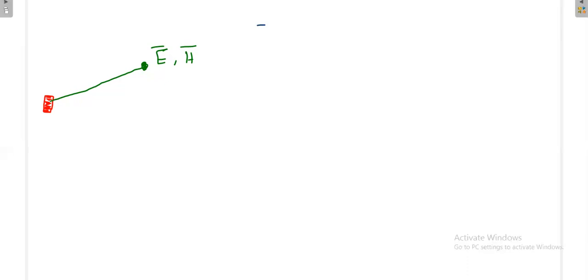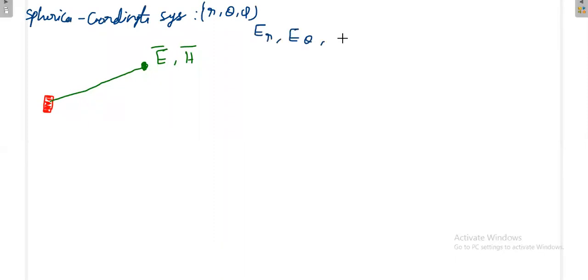Generally, antenna analysis is always done in the spherical coordinate system. You can do analysis in any coordinate system, but if you do it in the spherical coordinate system, the analysis will be a little easier compared to others. So you can have E_r, E_theta, E_phi, and H_r, H_theta, and H_phi.